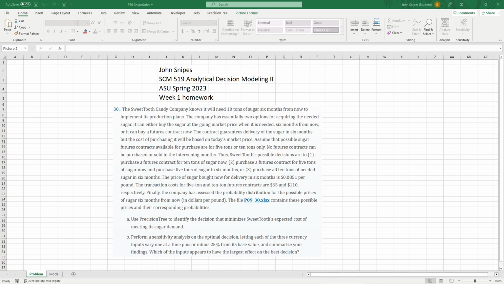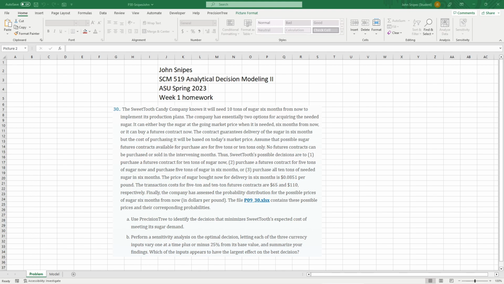I selected problem 30 for this week. This problem is around the Sweet Tooth Candy Company and whether or not they want to purchase some, all, or none of their sugar in futures contracts, or purchase it all in the future and leave it to chance what the market conditions will be.